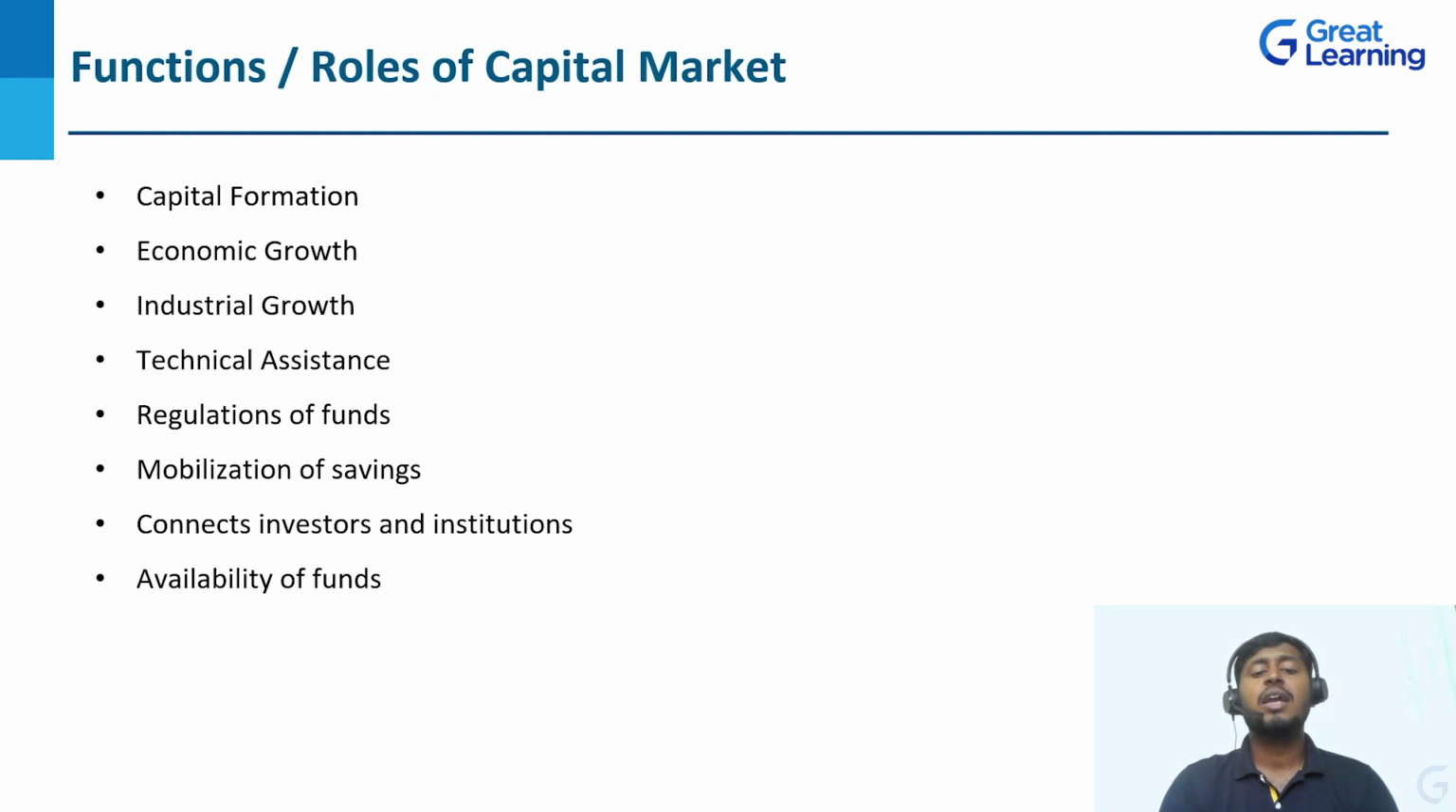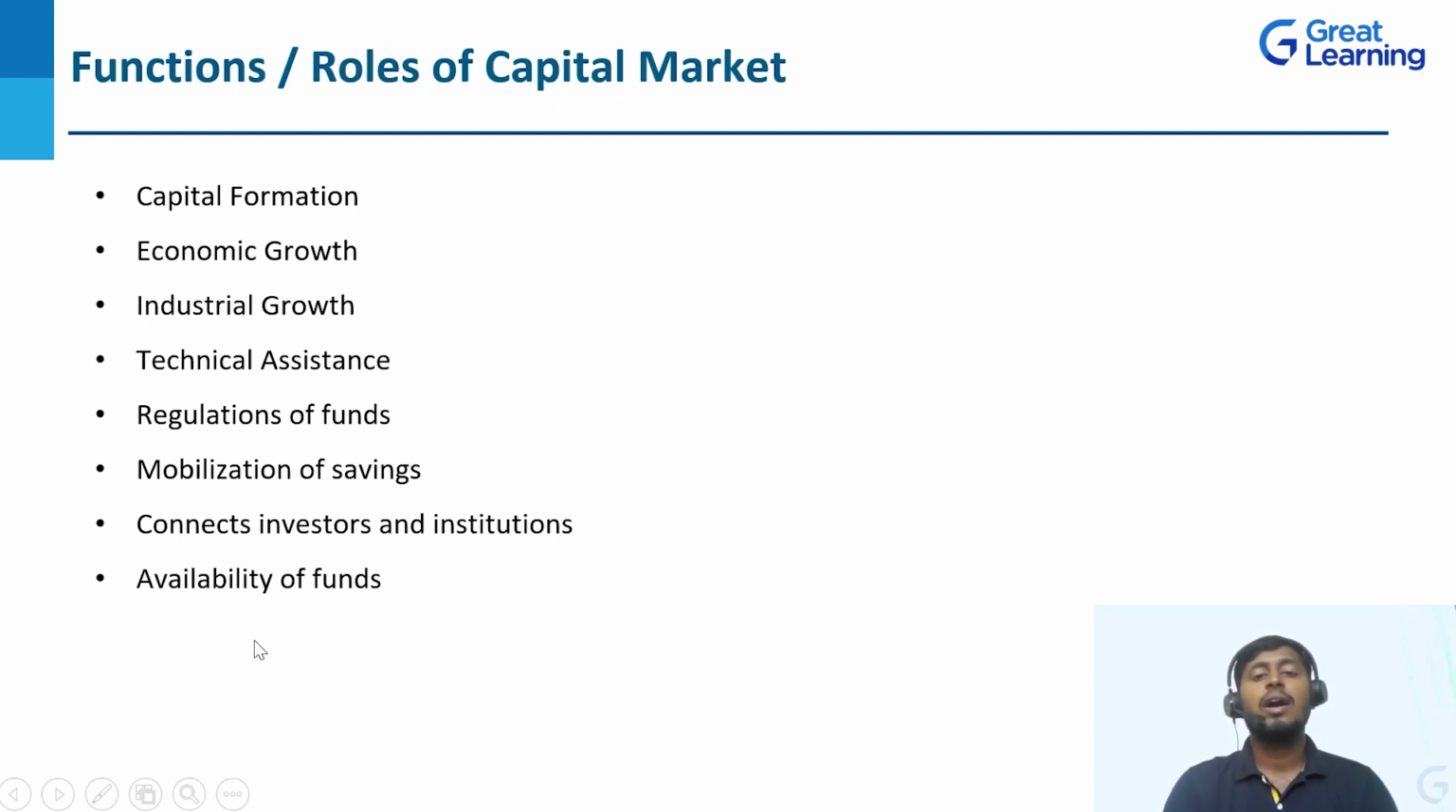Next, it connects investors and institutions. This is the place where all the investors and all the institutions can connect or meet. Investors have huge money or surplus funds, and companies or institutions require money for their activities. So this is the place where they can meet each other. Investors are going to invest their money, and institutions in return are going to issue securities and pay the returns.